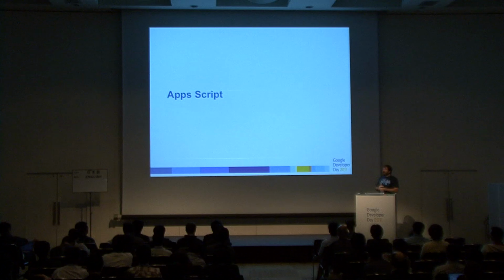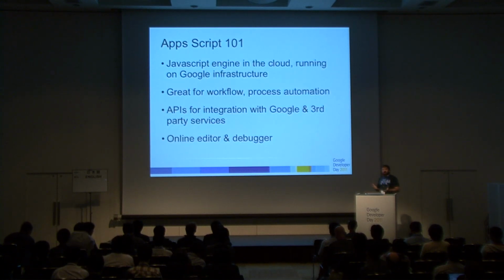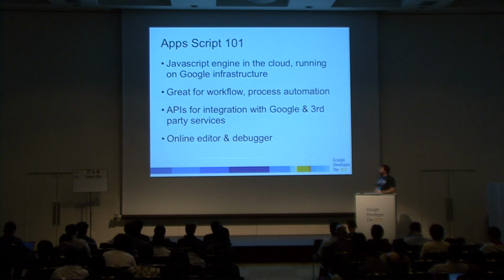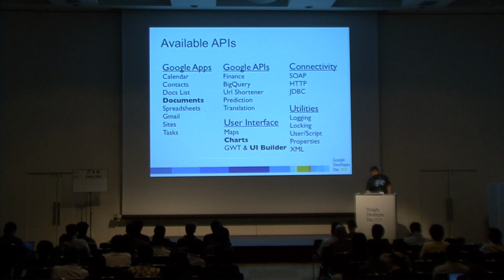It's not a feature that a lot of people are aware of, but I think it's very cool. For those who've never heard of it or haven't used it yet, it is a JavaScript engine. This is server-side JavaScript that runs on our infrastructure. It's really intended for workflow and automation, and it has a ton of APIs that you can use to integrate various Google services together. You could also integrate with third-party services. Being a server-side cloud JavaScript engine, you do all your development in the cloud as well. It uses an online editor and an online debugger for editing your JavaScript.